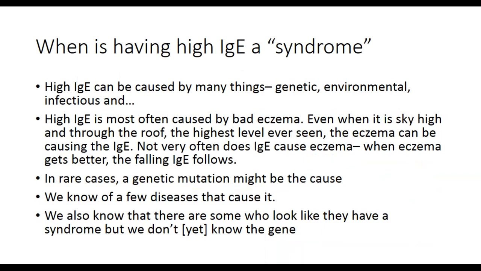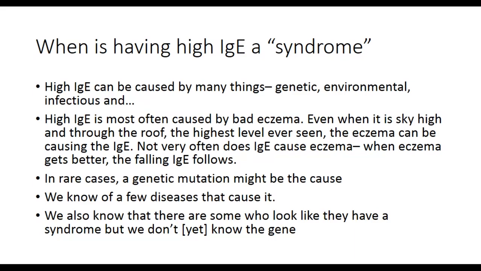So just to bring us back to the practical aspect of this, when is having a high IgE level a syndrome? Because we've learned now from the syndromes that Josh and I have gone over that high IgE can be caused by a lot of different things. It can be genetic, it can be driven by environmental factors like parasites, and it can be driven by infections. But most commonly, it's going to be caused by having super duper bad eczema.